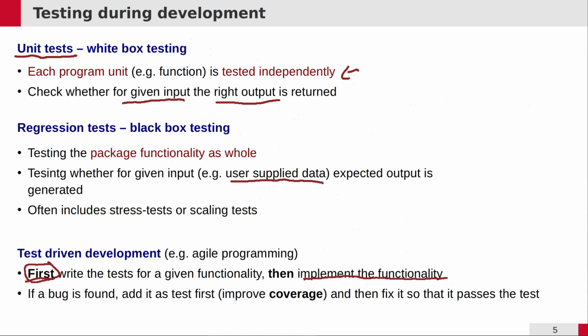If a bug is found, for example, in this test-driven environment, then you would not fix it immediately. You would first write the test, and if you have a test which reproduces the bug, then you would fix it to make sure that the test passes again. Okay, how can we do that in Python at the end?